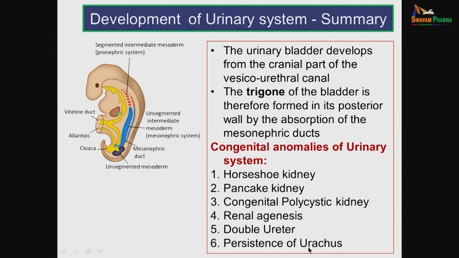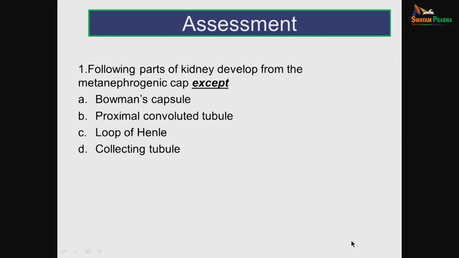Sometimes the urachus can persist. If the entire thing persists, we call it urachal fistula. If part of it persists, we call it urachal sinus, or there can be a cyst formation in the urachus. So, this summarizes the development of the urinary system. In this class we have focused on kidney, ureter and urinary bladder. Having learnt the development of kidney, ureter and bladder, we will do an assessment of what we have learnt by MCQs.